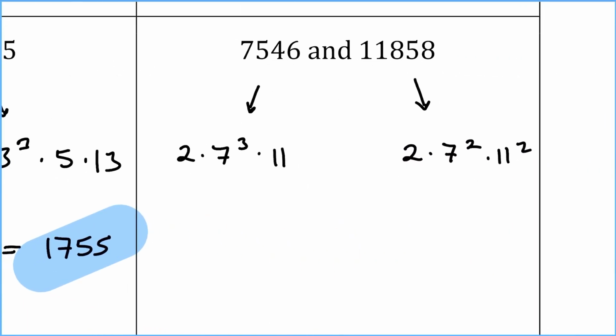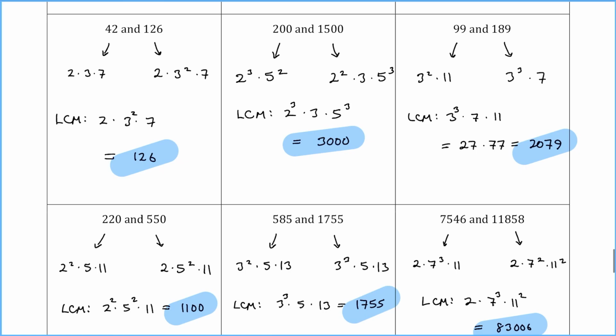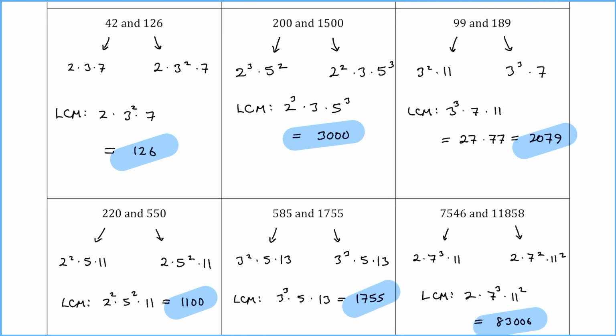Last one, between these two prime factorizations, we have a 2, a 7, and an 11. The highest exponent on the 2 is just 1. On the 7, the highest exponent is 3. On the 11, the highest exponent is 2. And if we multiply this out, we will get 83,006. That is a very specific number, and that number is divisible by both of these two numbers right here. So those are the answers to the bottom 6 examples for least common multiple.